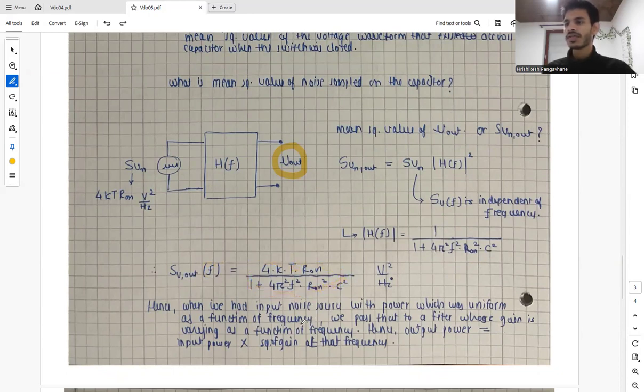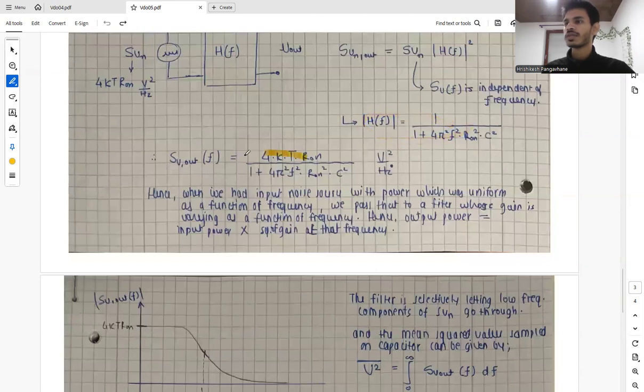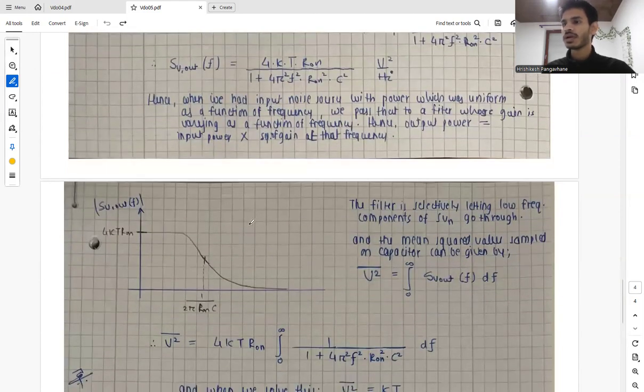Hence, when we had an input noise source with a power which was uniform as a function of frequency, and we pass that to a filter whose gain is not uniform, it's varying as a function of frequency, the output power will be the input power times the square of the gain at that frequency. So then we will analyze this on a Bode plot.